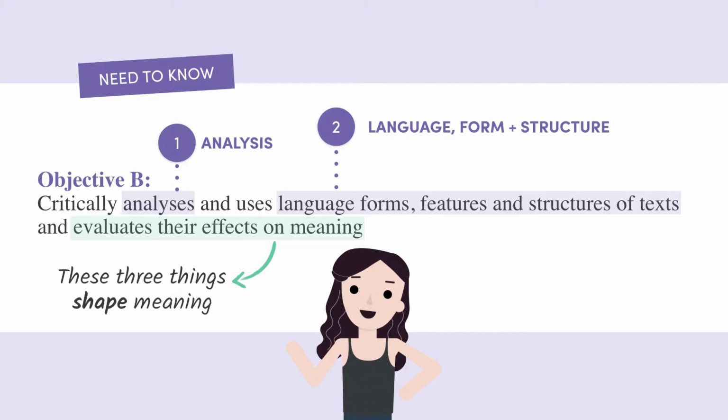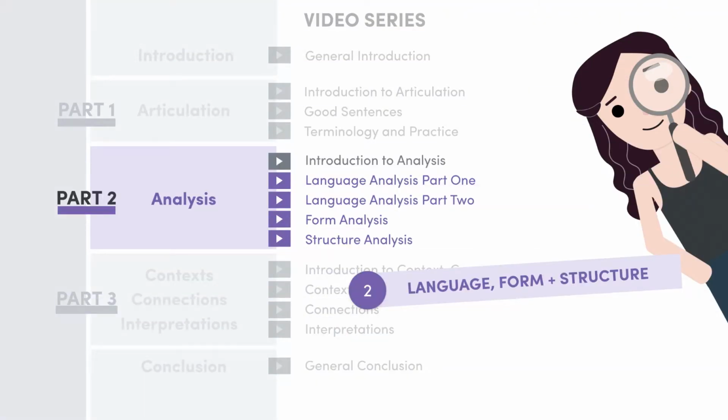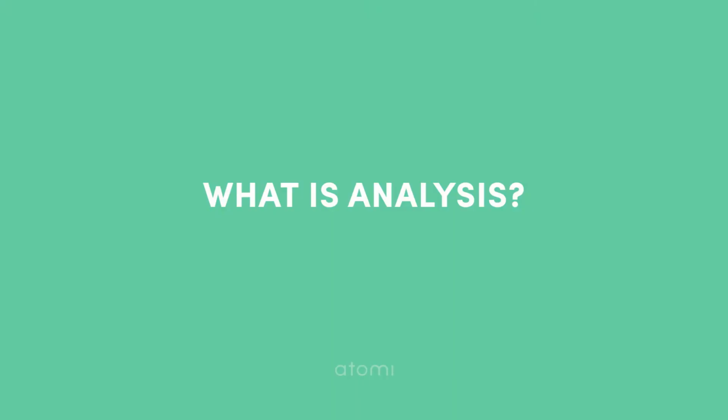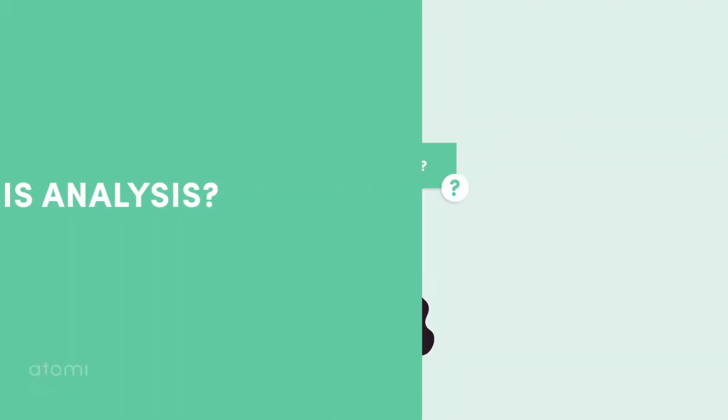So to get the most out of this objective, we need to be comfortable with two key things. The first part won't be too hard, and we'll cover that in the introduction video in a sec. However, it's definitely going to take us a bit longer to talk about language, form, and structure analysis. So each one of those methods of meaning shaping will get a brief exposition towards the end of this introduction before we give them each their own video or two afterwards. Sound good? Good. I want to start by asking, what is analysis?